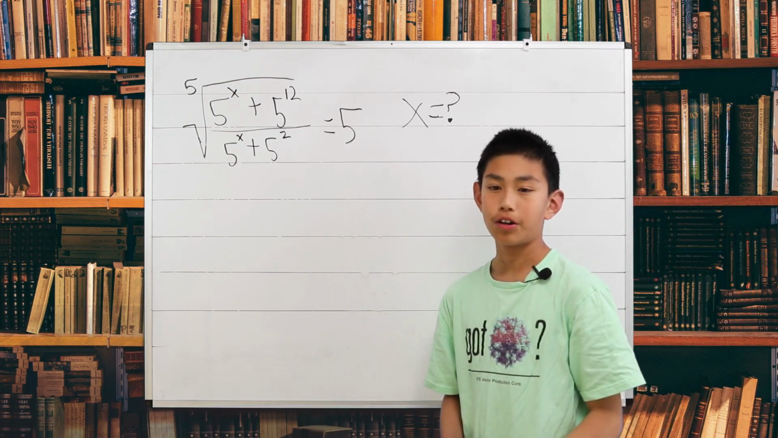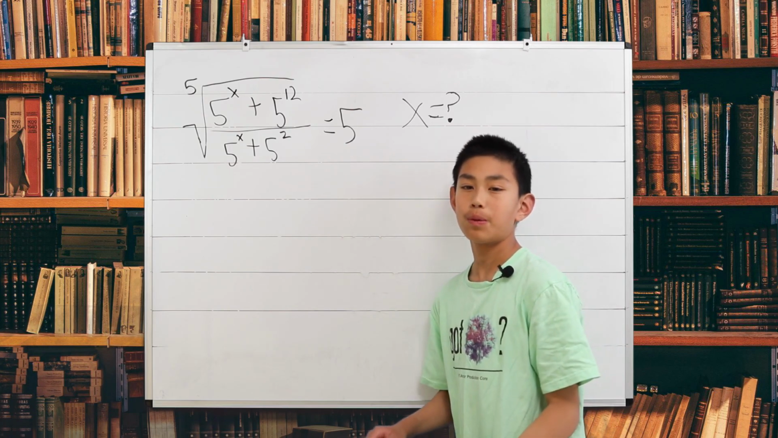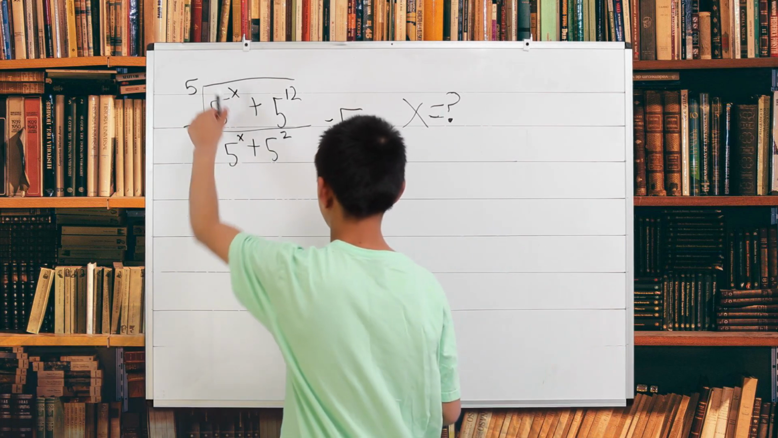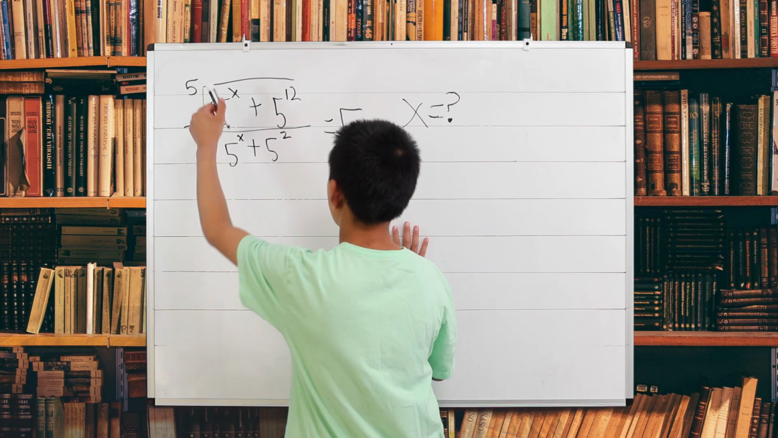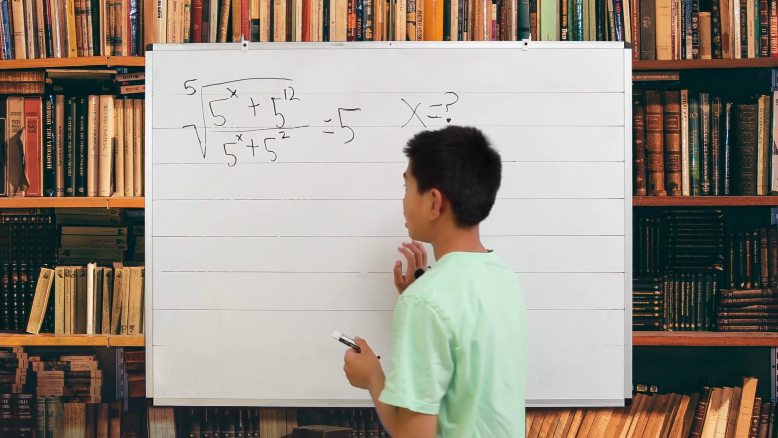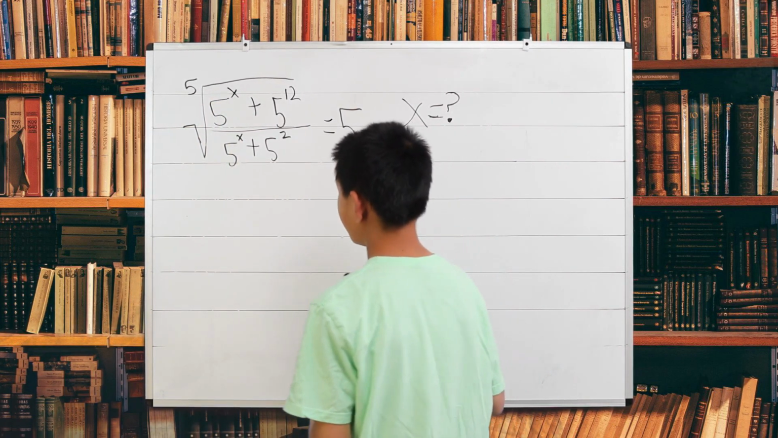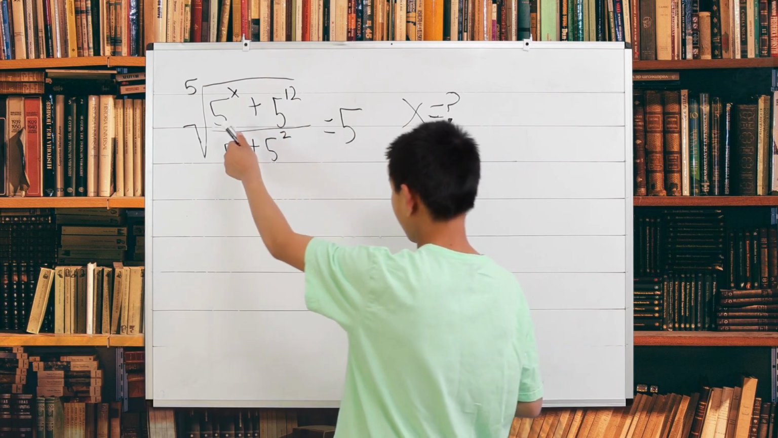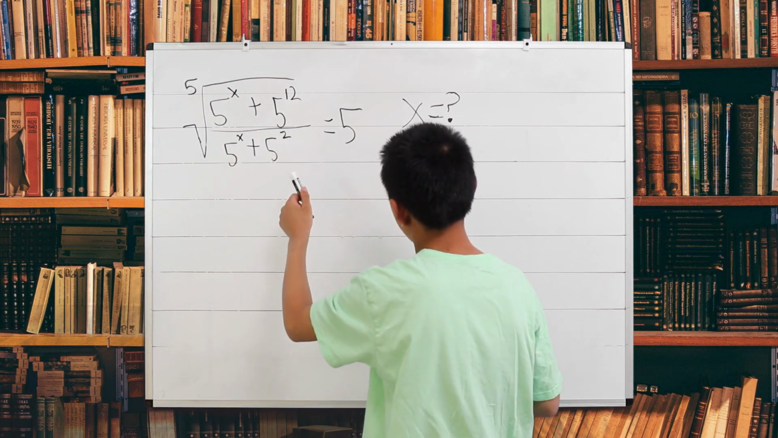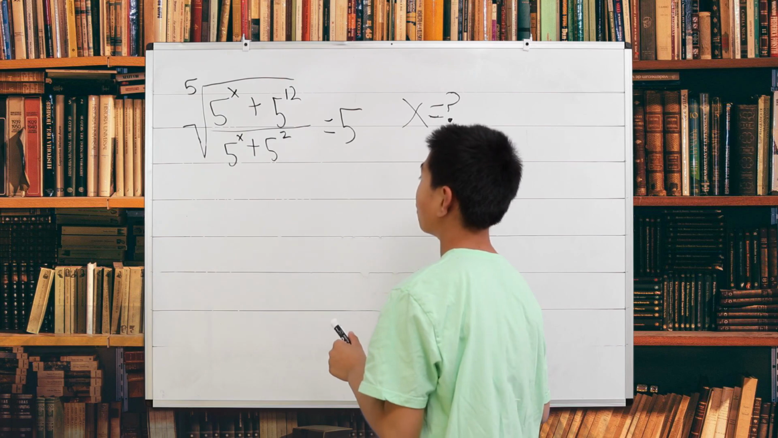The first part you have to do, which a lot of people think of, is get rid of the square root. And it's being square rooted 5 times here. So the easiest thing to get rid of it is just to raise both of the terms on both sides to the power of 5.